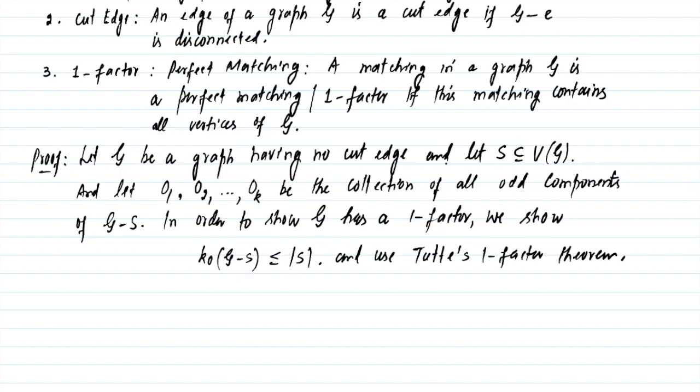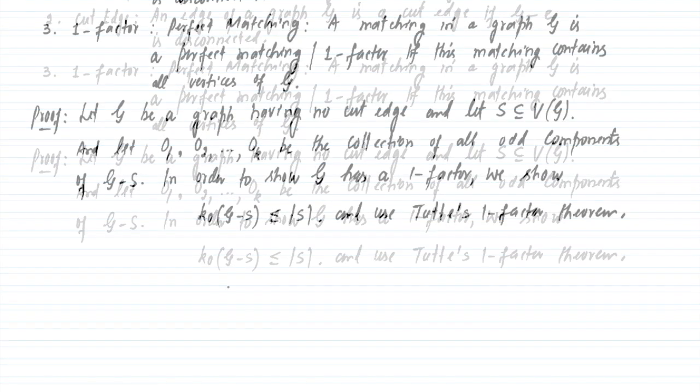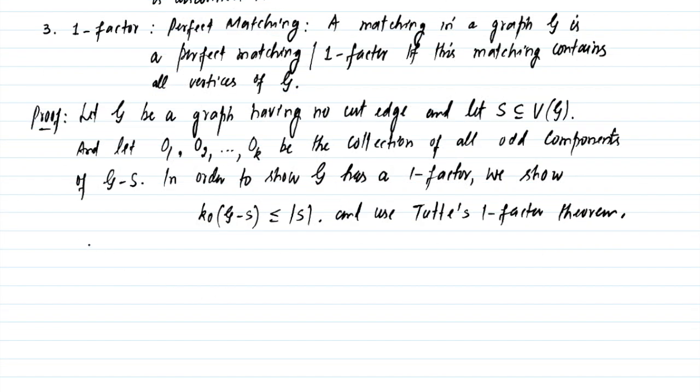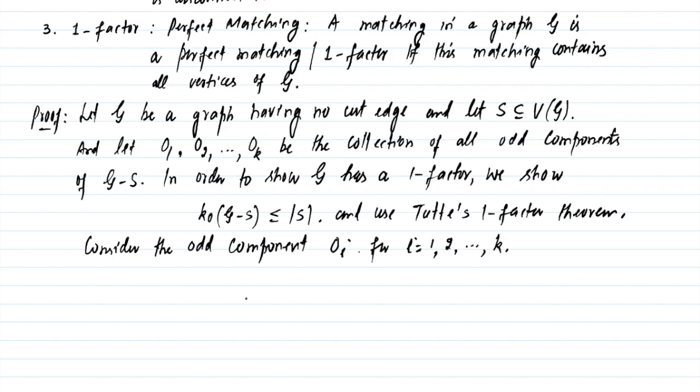So here we just need to show that if we choose any subset S from the vertex set of G, then the number of odd components in G minus S is less than or equal to the order of S, and then Tutte's theorem will conclude the proof that the graph must have a one-factor. Now for this, let's consider an ith odd component Oi, for i equal to 1, 2, and so on up to k.